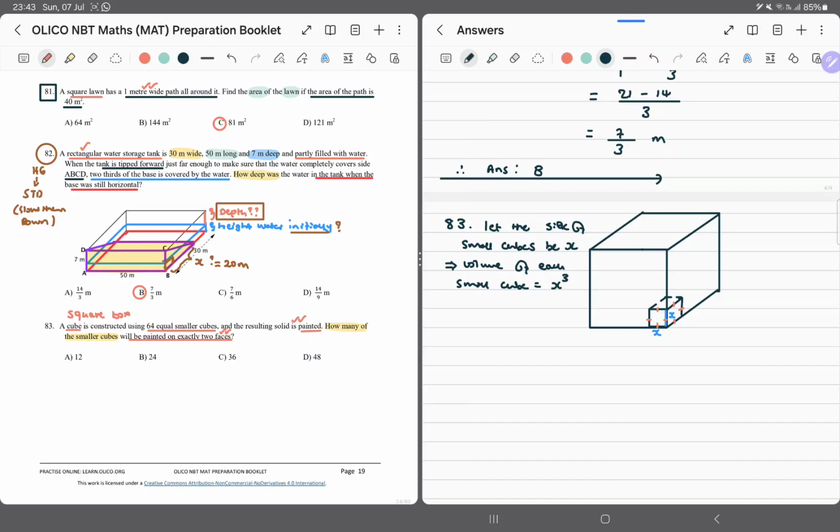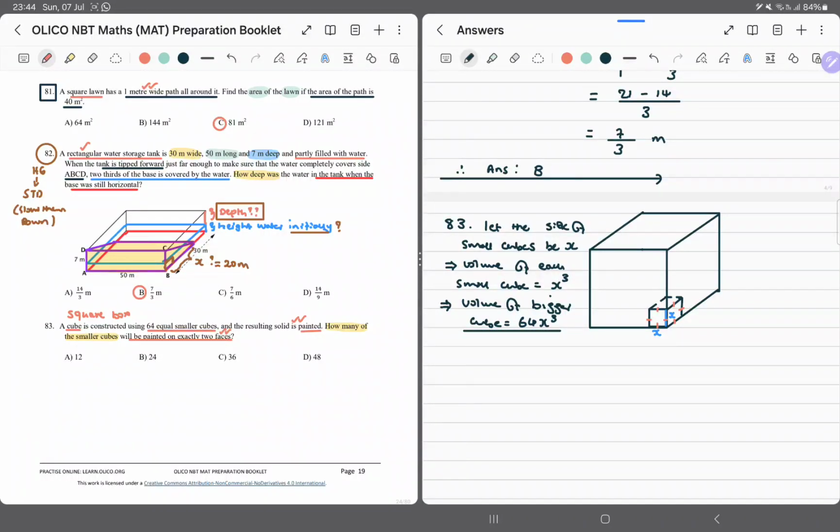If this is the case, this would also imply that the volume of the bigger cube is going to be 64 times x cubed. This is going to be 64x cubed, because we simply multiply all of them, since there are 64 and they make up this big one. So I do believe this is key. This is key.